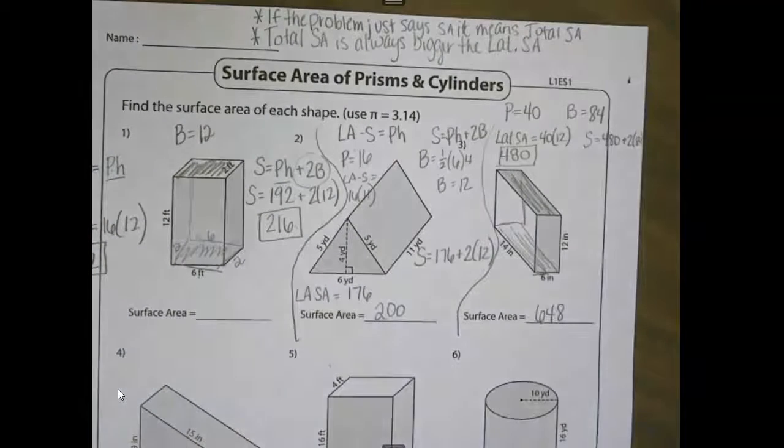So what that means is, if a problem says find the surface area, this happens every year. Is it saying find the lateral or find the total? If it just says find the surface area, it's wanting you to find the total. It'll be very specific and say that it wants you to find the lateral if that's what it wants. We're practicing both, so we're going to keep practicing both.